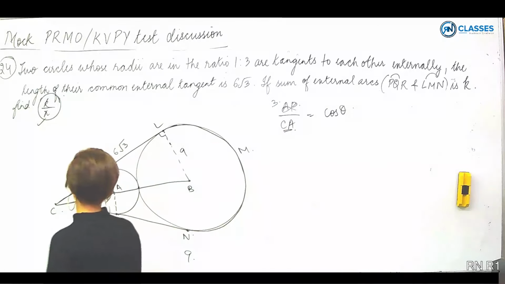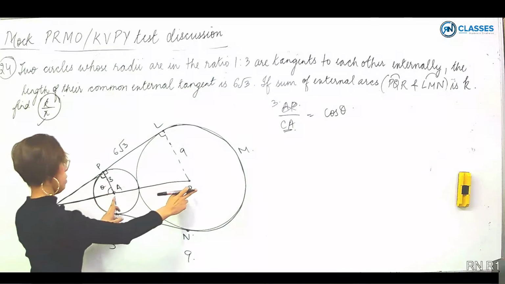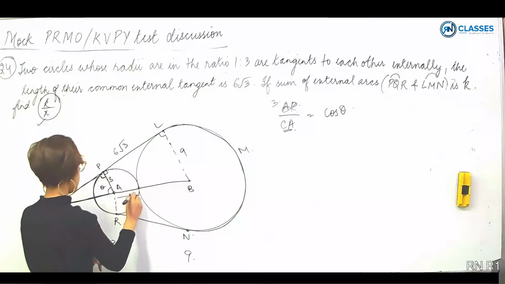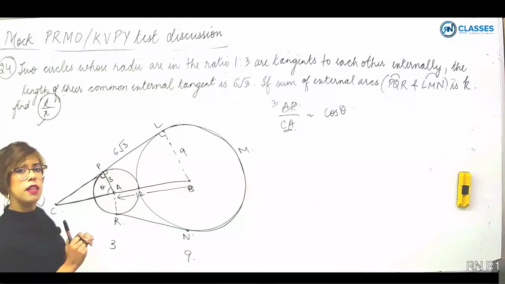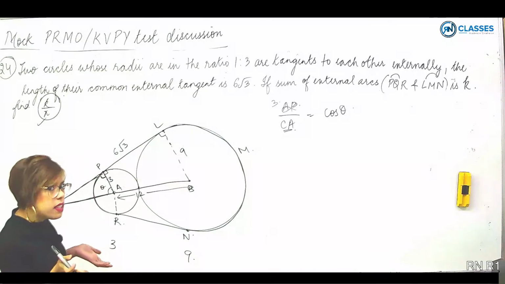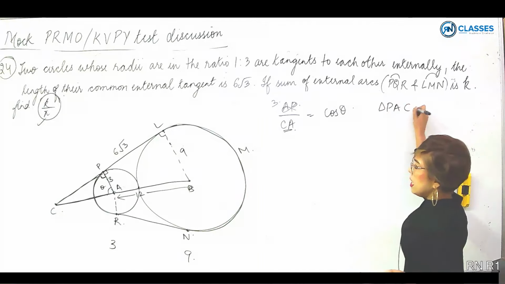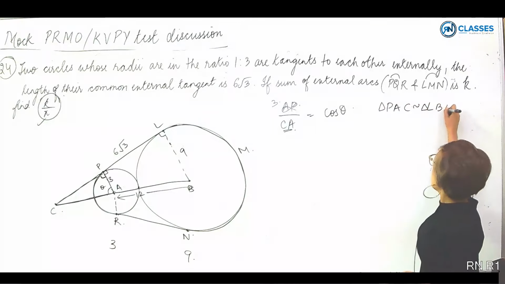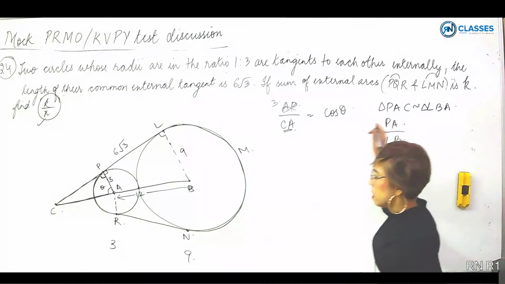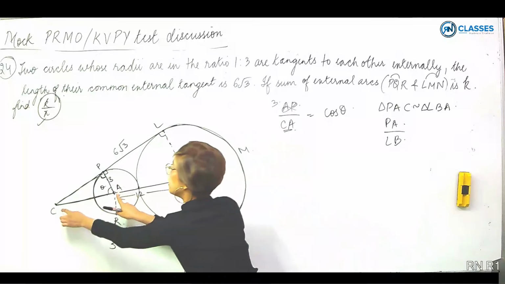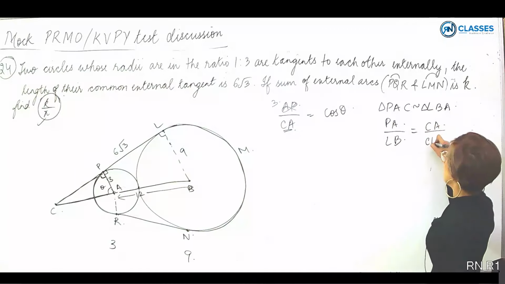How do I find CA? This length. Now I know this length also. Why? Because this is 3, this is 9, this length is 12. I know that this is 9, I know that is 3. Can you see a pair of similar triangles? I think you can clearly see triangle PAC is similar to triangle LBA. Right? That means PA by LB, as in this by this, will be equal to this by this, CA by CB.